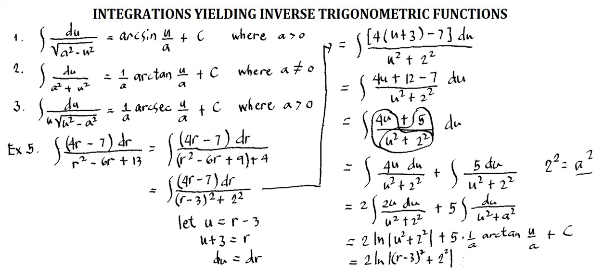And then plus 5 times 1 over a. Our a is 2, so we will have 5 over 2 arctangent of u, r minus 3 divided by 2, and then plus c. Now, this r minus 3 squared plus 2 squared comes from our denominator r squared minus 6r plus 13. So, let us erase this.